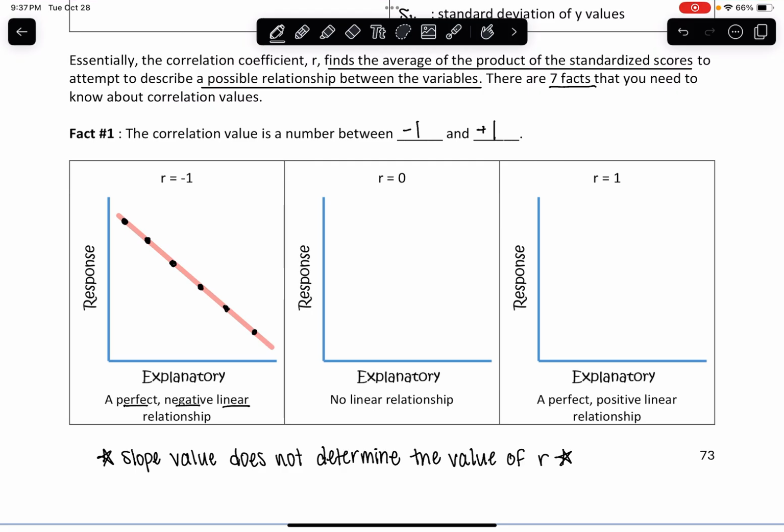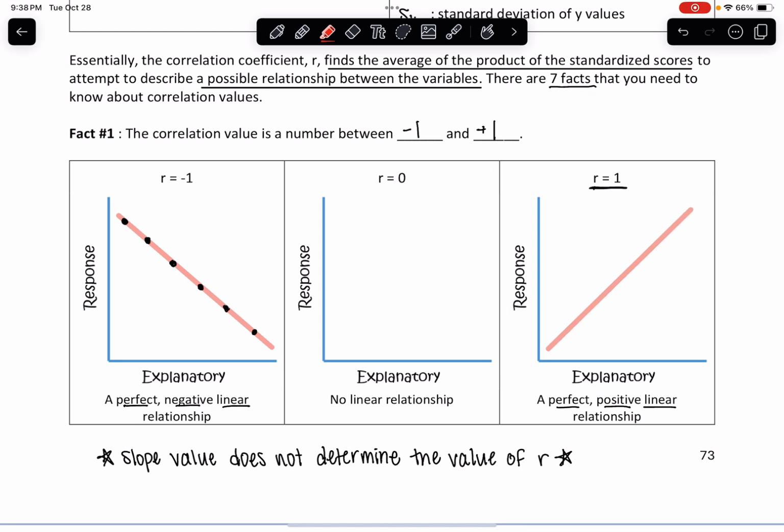It could have a slope of -3. It could have a slope of -1/2. As long as it has a negative slope and all of the points fall on that line, our correlation coefficient is -1. In the same scheme of everything, but on the positive end of things, if I have a correlation coefficient of +1, that is a perfect positive linear relationship.